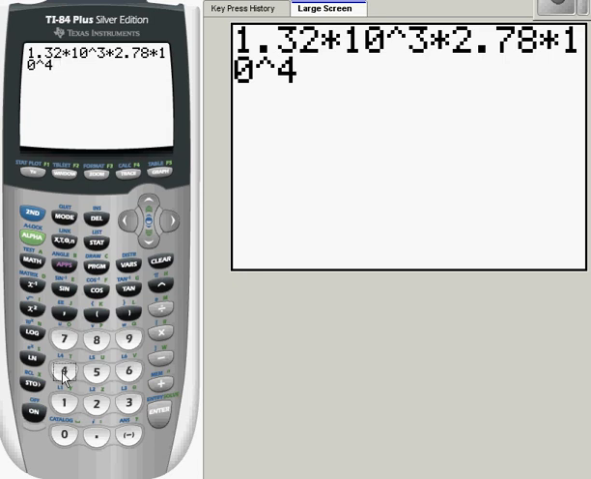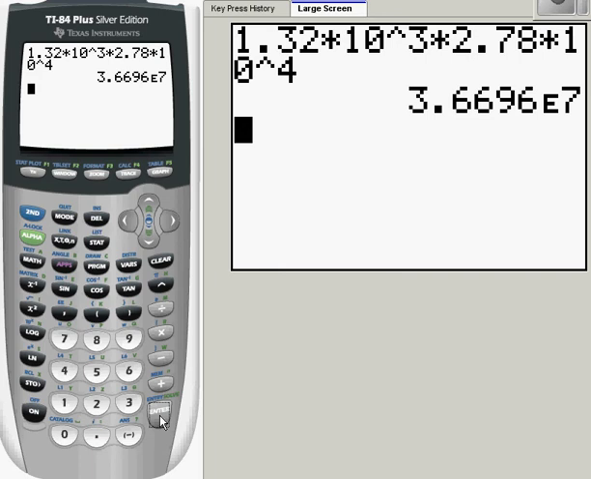Now, that's 3.6696 E7. That means your exponent on your power of 10 is 7. I do not want you to put on your papers 3.6696 E7. I want you to put on your papers 3.6696 times 10 to the 7th. The E just tells you what your exponent is on your base of 10.